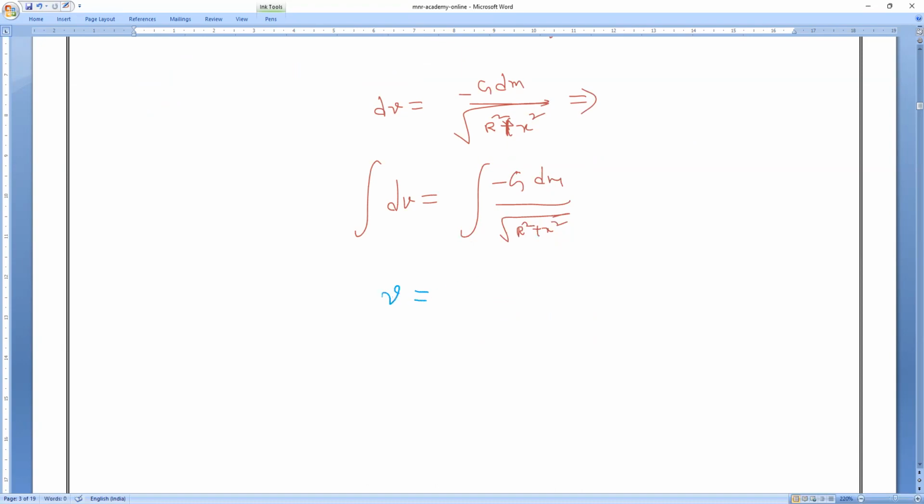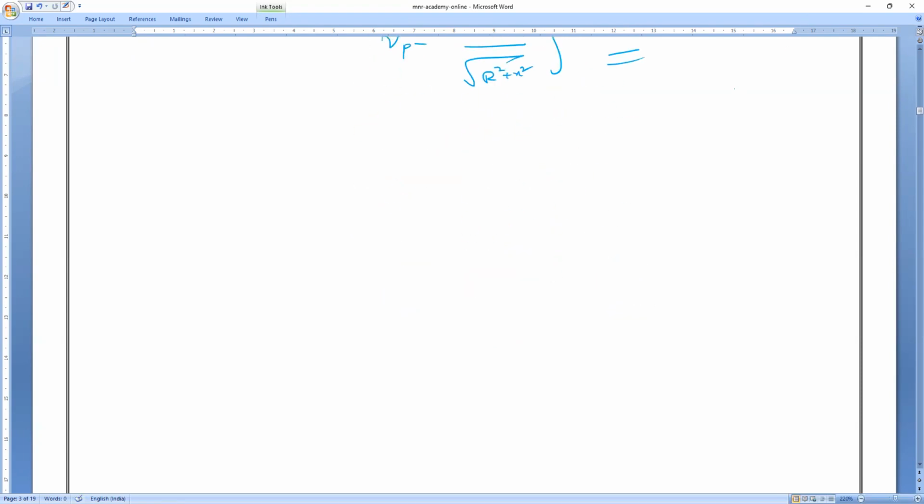So integration of dV, V, that is the total potential energy. Integration of G m, minus G is constant. Root over R square plus x square is also constant. Then inside what is there? Integration of dm. So that is what, potential at that point: V is equal to minus GM divided by root over R square plus x square. So this is what you have to remember.